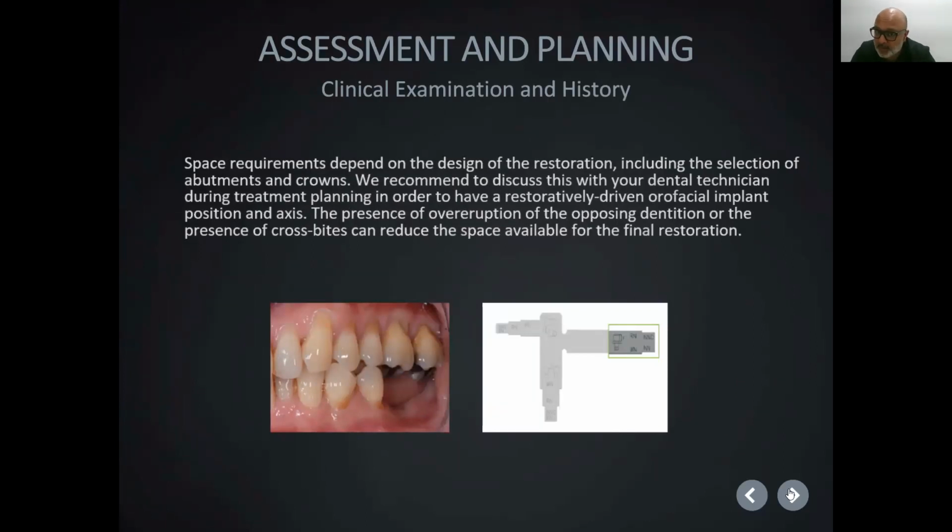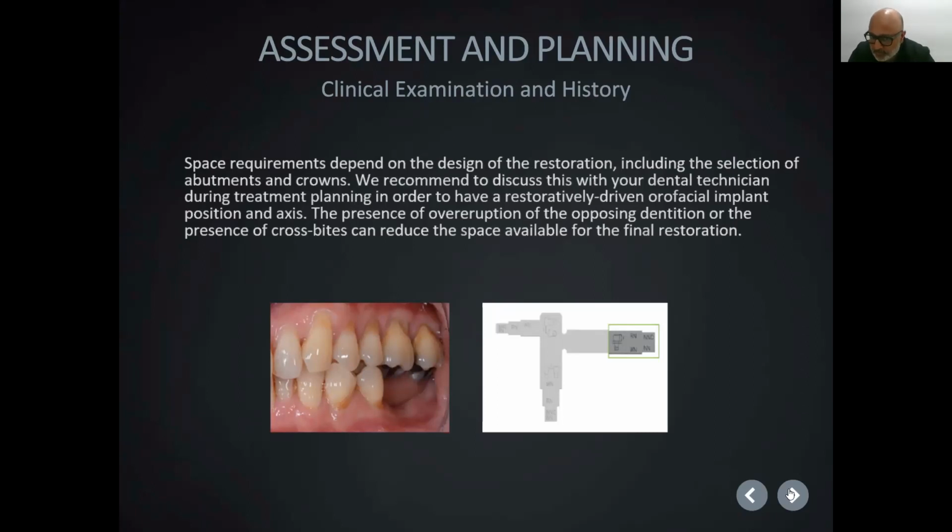The space requirements depend on the design of the restoration, including selection of abutments and crowns. So we recommend that you discuss that with your dental technician, and that's quite important. Get a good relationship with your dental technician. They deal with this all the time. You will learn a lot of things. So in your treatment planning, in order to have a restoratively driven orofacial implant position and access, as I said, you are planning from the top and building from the bottom up.